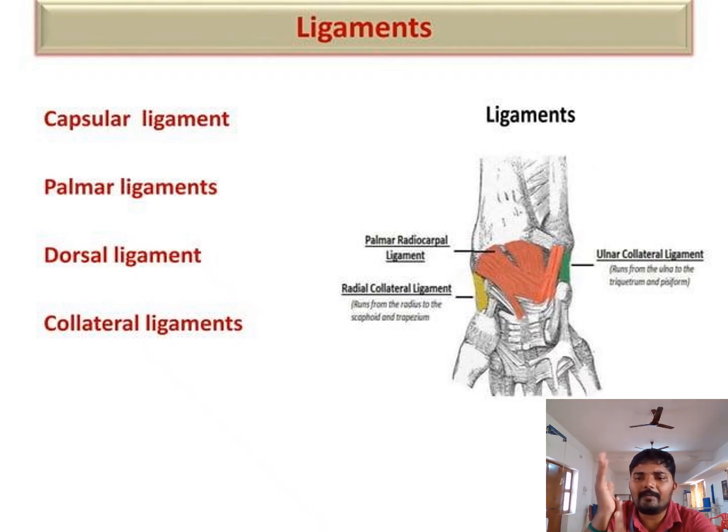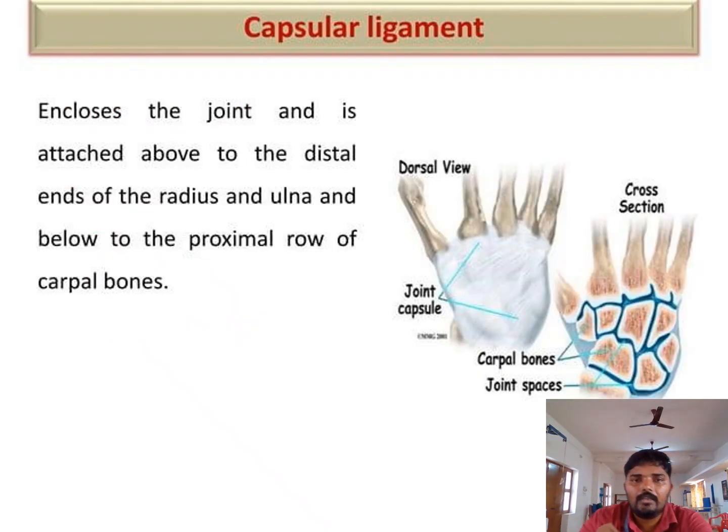One ligament is missing from this structure, the capsular ligament. This capsular ligament covers the joint both anteriorly and posteriorly. The capsular ligament encloses the joint and is attached above to the distal end of the radius and ulna and below to the proximal row of the carpal bones.